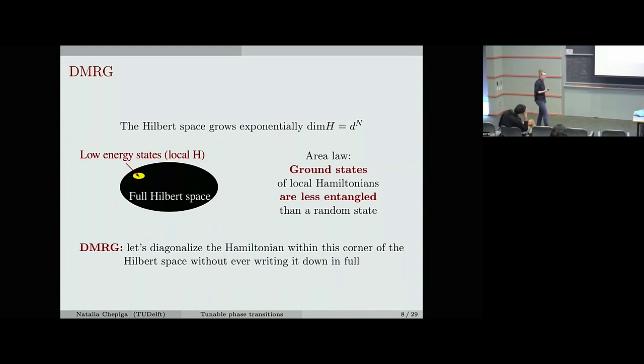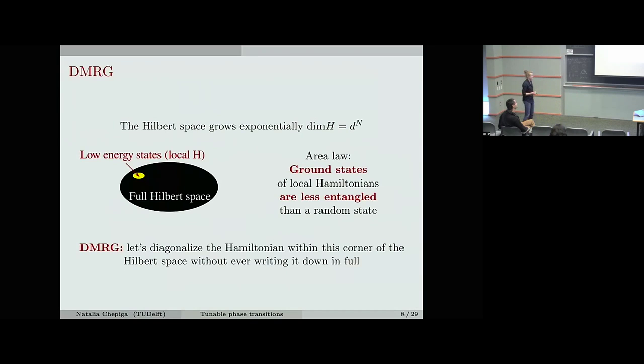So the main problem of quantum many-body physics is that the Hilbert space grows exponentially fast. And with exact diagonalization, we can treat a few dozen sites, not more. But, as has been stated already quite a few times in this workshop, there is an area law that tells us that low-energy states of local Hamiltonians have less entanglement than a random state of the Hilbert space. So the key idea of DMRG, at least how we understand it now, is to try to diagonalize the Hamiltonian directly in this corner of the Hilbert space characterized by low entanglement, without ever writing down the full matrix.